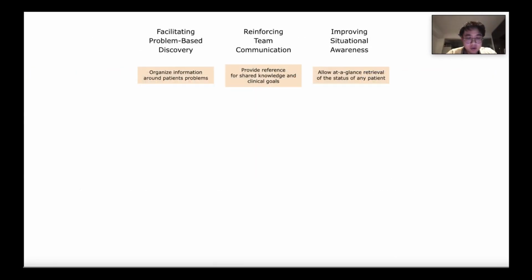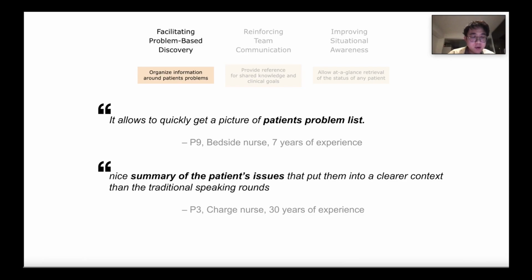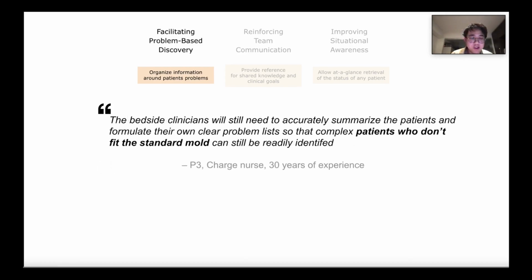Reflecting on our design goals, we found that the presentation format of Insight facilitates problem-based discovery. Participants commented that the tool allows them to quickly get a picture of the patient problem list, and that it provides a nice summary of the patient issues in a context that is clearer than the traditional speaking rounds. We also observed that the team discussion focuses on patient problems with Insight, instead of clarification questions in the speaking rounds. Now, when working with the predefined list, the concern that the problem list doesn't necessarily apply to complex patients who don't fit the standard model came up too.